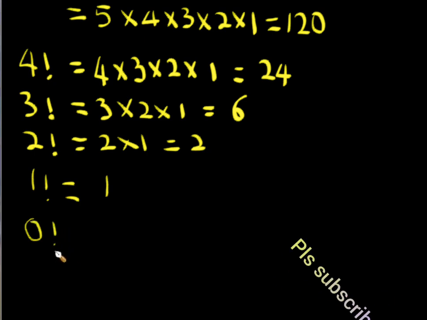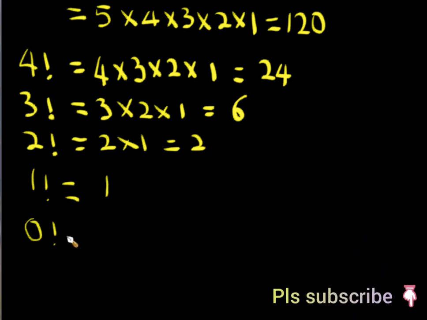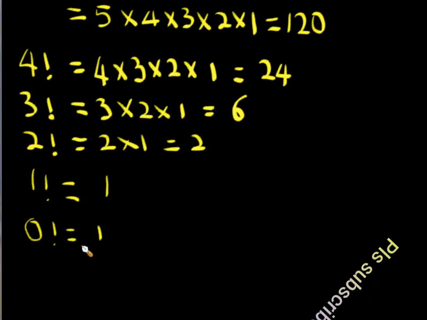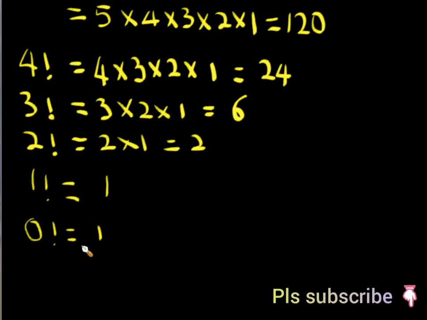Mathematicians have been able to prove that 0 factorial gives us 1. How is this possible? Someone might be asking. Why not go ahead and click on the next video to find out? I will be proving why 0 factorial is equal to 1 in the next video.